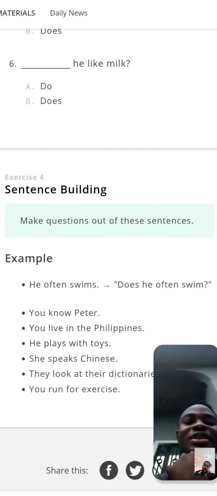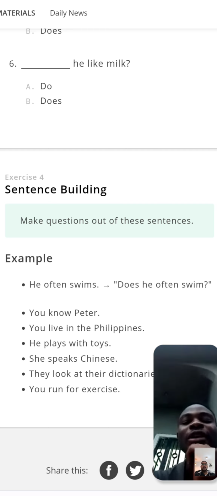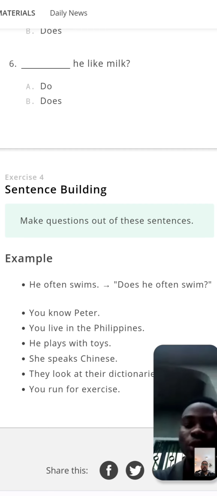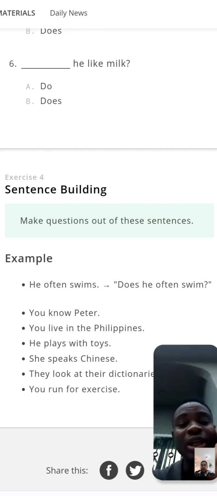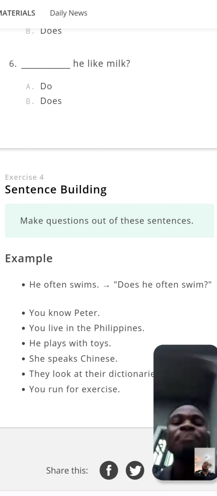Letter B. All right. Now we have an exercise for sentence building. Make questions out of these sentences. Example, he often swims. Does he often swim? Now you have the sentences. You know Peter. You live in the Philippines. He plays with toys. She speaks Chinese. They look at their dictionaries and you run for exercise.